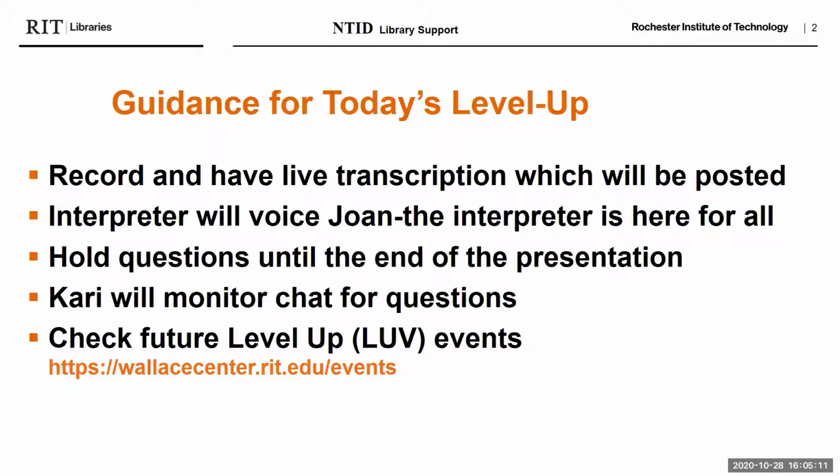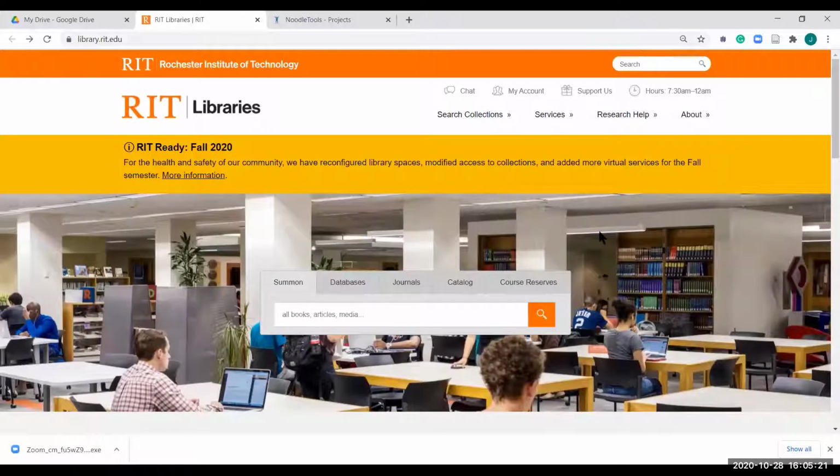All right, well, let's jump right in and talk about how to use this database. If you notice now, we're on the library homepage, library.rit.edu. You can click on the database tab. Let me show you where that's at. It's actually in the middle of the screen.